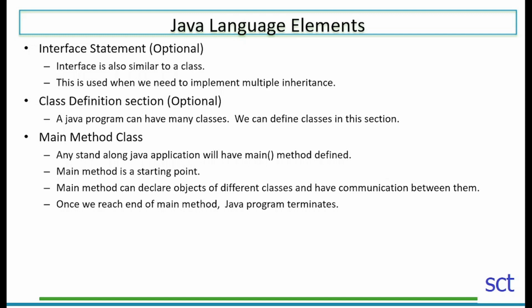Then comes the class definition, and in this section we can declare n number of classes. As I said, Java is a core object oriented programming language, so it uses a minimum of one class inside any program, and that class will have the main function, which will be executed when the program is run. So the main method class is going to be available to you with the main function here, as I said before.